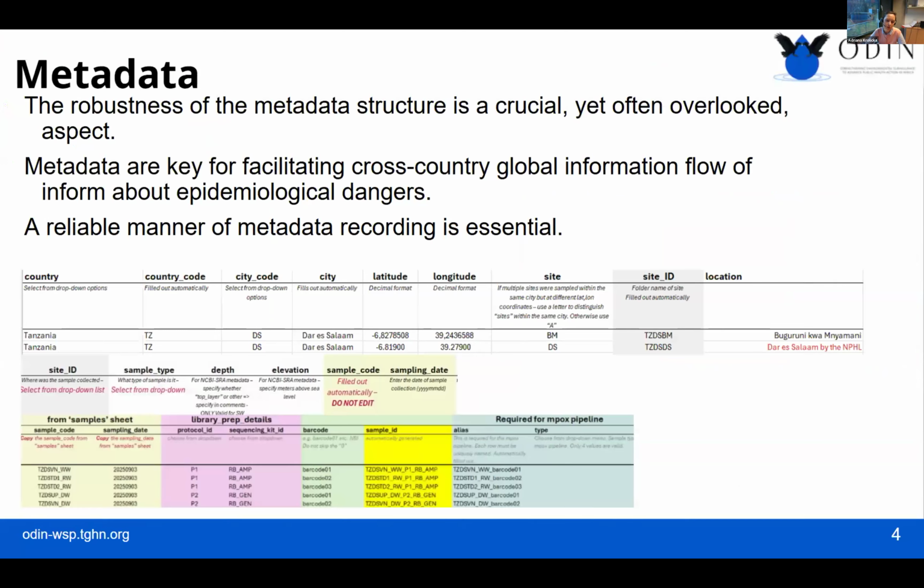Next slide, please. I would like to point out the importance of metadata. The robustness of the metadata structure is a crucial and very often overlooked aspect. The metadata are key for facilitating the cross-country global information flow to inform about epidemiological threats.